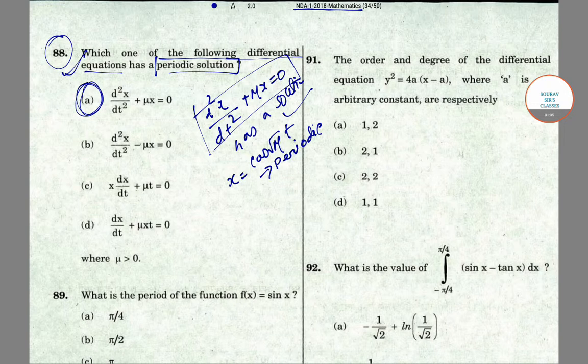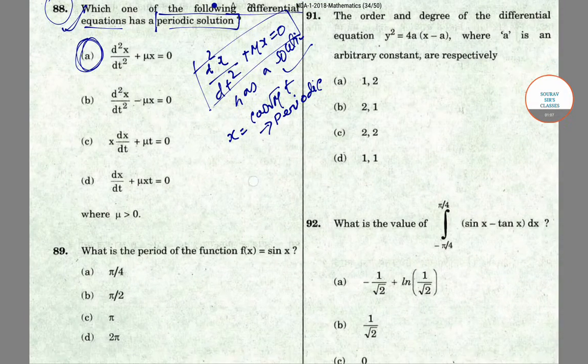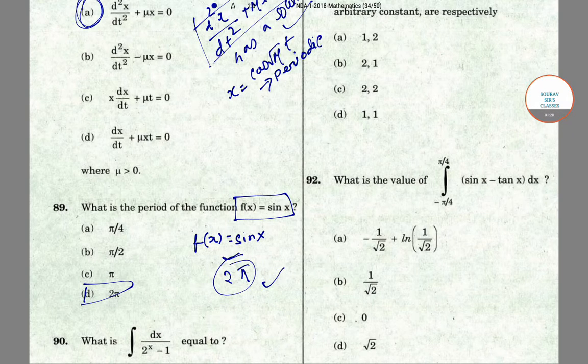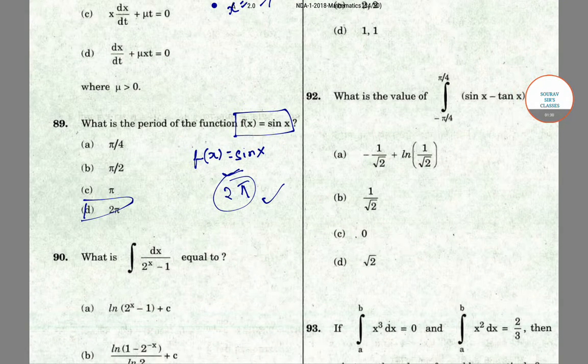Now we'll go to question number 89. In question number 89, it is given: what is the period of the function f(x) equals sin x? For this, we know the right answer would be option D, that is 2 pi. So I hope you guys have understood this. Now we'll go to the next question.